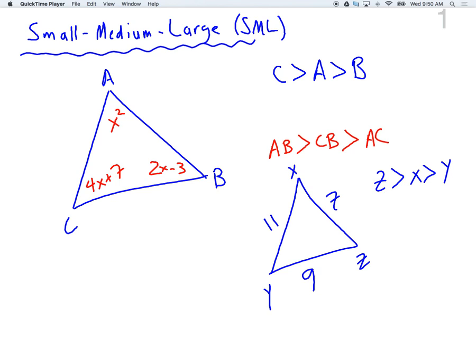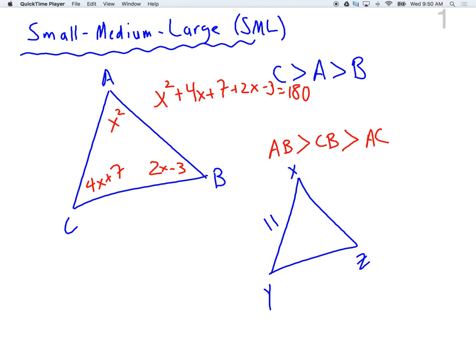Common mistake that people make. This is fairly straightforward. I don't even know if this would work out. X squared plus 4x plus 7 plus 2x minus 3 equals 180. Okay, no problem. If I change the problem and talk about the sides first, a very common mistake is people do the following. Let's suppose I know this is 2x, this is 3x minus 4, and this is 7x plus 11. How do I solve that one? What do I do with those three algebraic measurements?